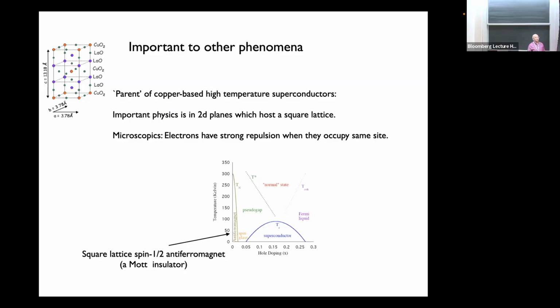So this problem of quantum magnetism on a square lattice is important, not just for its own sake, but it's also important to many other phenomena. The most famous reason why it's important is that it occurs as the parent of these copper-based high temperature superconductors, the world's most famous high temperature superconductors. They still have the world record, at least at ambient pressure, for the critical temperature of superconductivity.